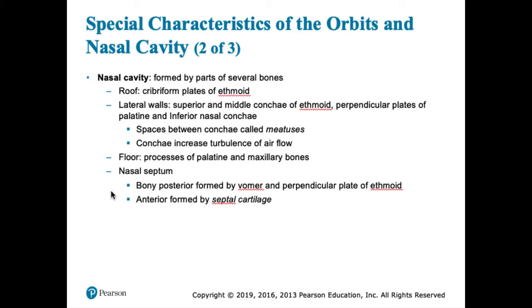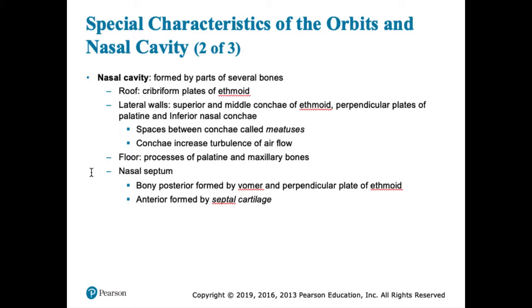The nasal cavity is formed by parts of several bones: the roof, which is the cribriform plate of the ethmoid, and the lateral walls, which are the superior and middle conchae of the ethmoid, the perpendicular plates of the palatine, and the inferior nasal conchae. The spaces between the conchae are called the meatuses, and the conchae increase the turbulence of the airflow as it's coming in and out. The floor is formed by the processes of the palatine and the maxillary bone.